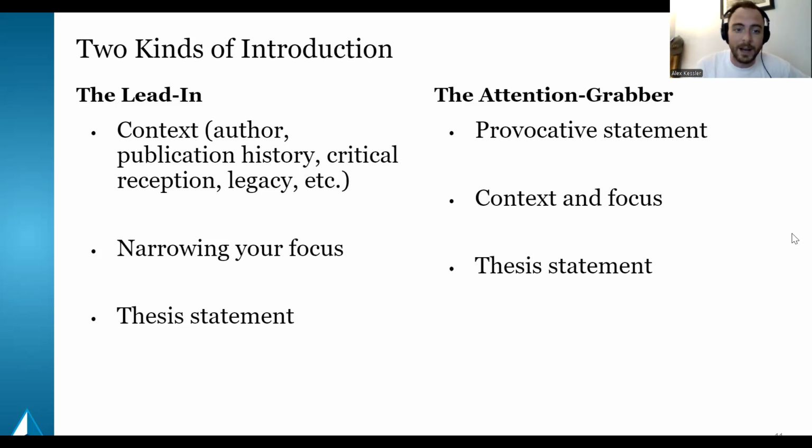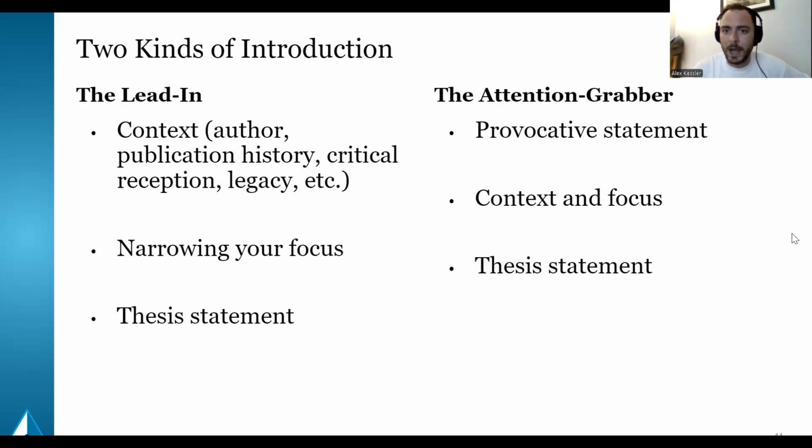So once you provide that context, then you start to narrow your focus a little bit. You start to envision an upside down triangle in which you're getting closer and closer to the specifics that you want to talk about before delivering finally your thesis statement, which would come at the end or close to the end of that introductory paragraph.